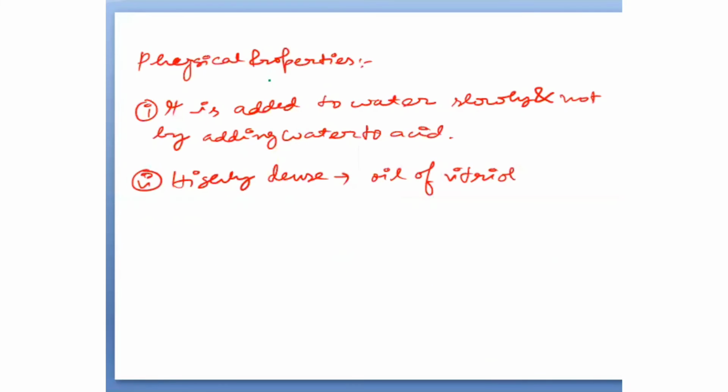Next are the physical properties. The acid is added to the water slowly, and not by adding the water to acid. So what does this point mean? We can add sulfuric acid to water slowly by stirring it, but not add water to sulfuric acid. Adding water to sulfuric acid is very dangerous, because acidic fumes are generated, which can burn your face and everything. So it is never done, water to acid, but acid to water is done. Then it is also highly dense, that's why sulfuric acid is called oil of vitriol.